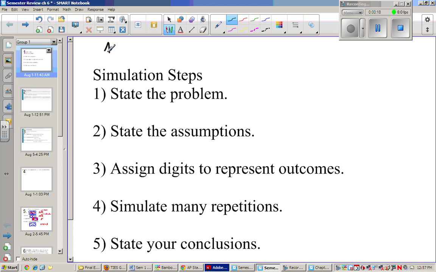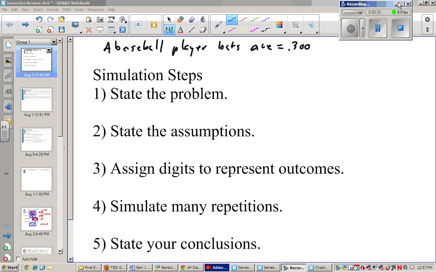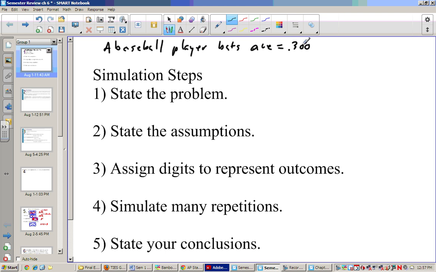A baseball player that's 300. So the average is 300. That means 3 out of every 10 times he comes up to bat, he gets a hit, excluding some other things, but let's just use it as its base level. So the first thing we want to do, state this, talk about the assumptions.